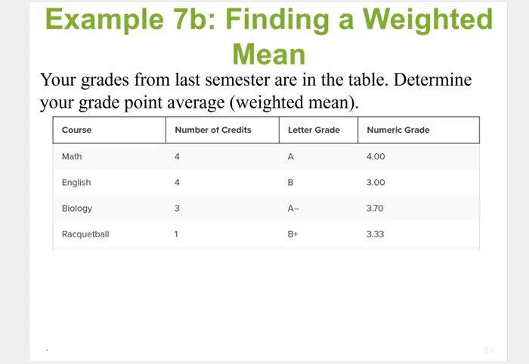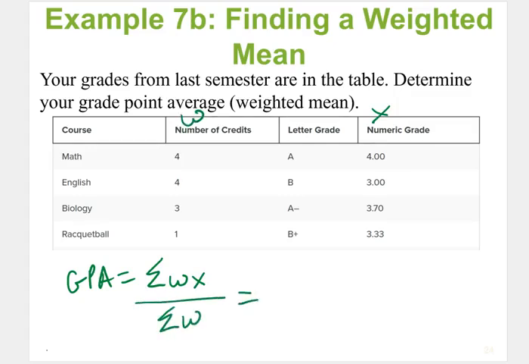All right, so let's find your GPA. Your GPA, again, is going to be the sum of your weights times your x's. So your letter grades are your x's, and your credits are your weights. How many credits did I take this semester? I took 4, 8, 9, 10, 11, 12. I took 12 credits.